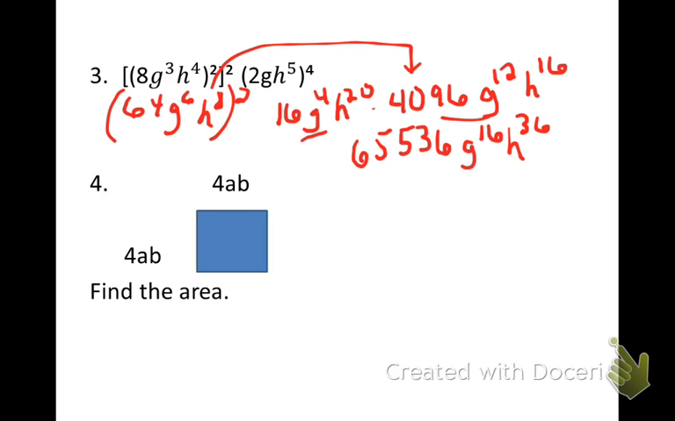How do we find area of a square? We take length times width, so in this case it's just 4ab times 4ab. You could write it as 4ab squared, doesn't really matter. And now you just multiply, you get 16a squared b squared. So that would be an expression for that. And we are done.